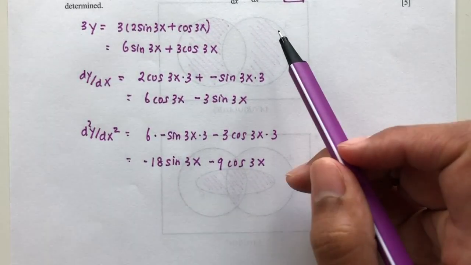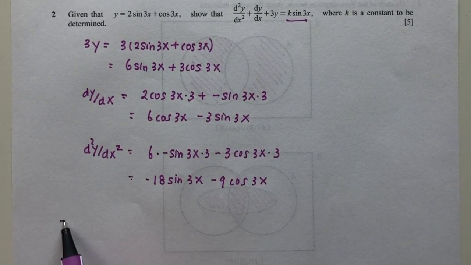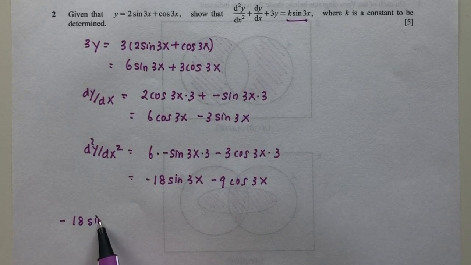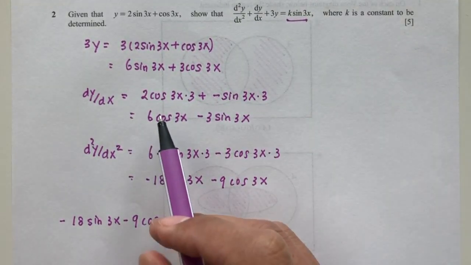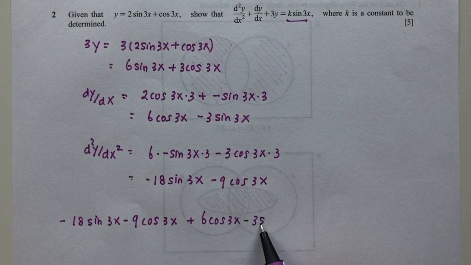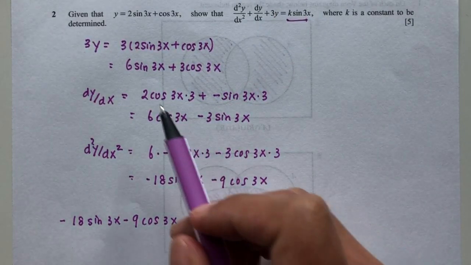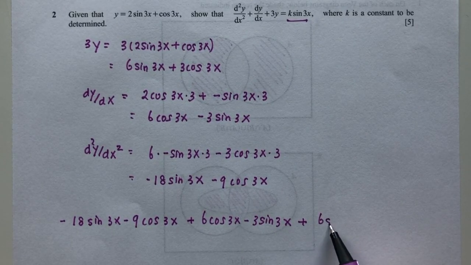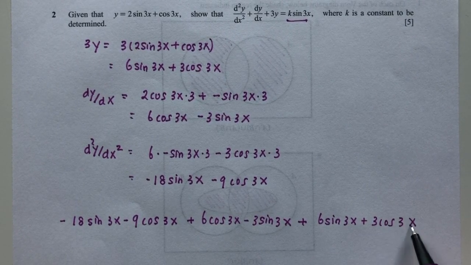Now we have all the terms that we need to replace in this equation. So first one will be this one, which is minus 18 sine 3x minus 9 cos 3x. That's the first term. Now plus dy/dx, so plus this one, 6 cos 3x minus 3 sine 3x. And the last one plus 3y, 3y is this, so 6 sine 3x plus 3 cos 3x. Now the next step is to simplify and see what we get.